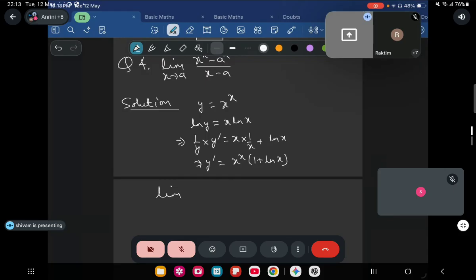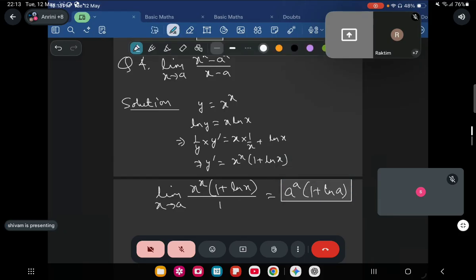This will give us limit x tends to a, x to the power x into 1 plus ln x upon 1. So when you substitute x equal to a, we are getting a to the power a into 1 plus ln a. Okay, this will give us our answer. Tell me, anyone having any doubt, you can ask me. Next, everyone.